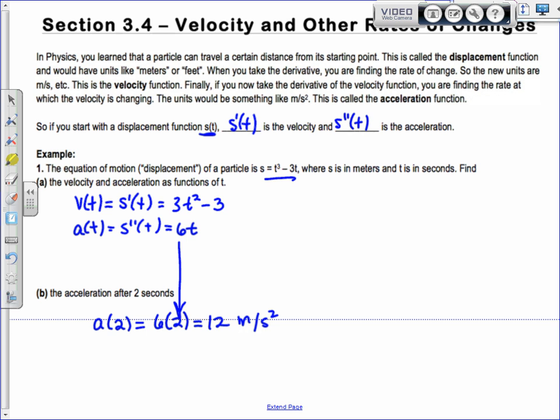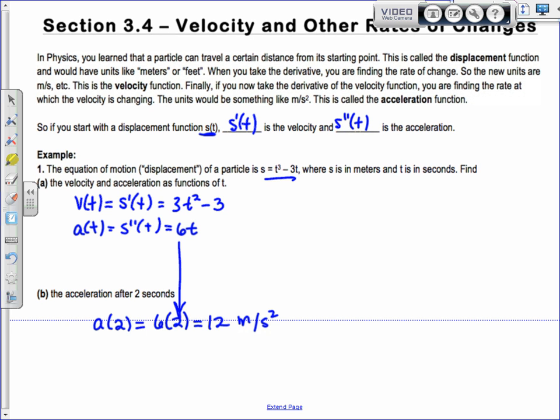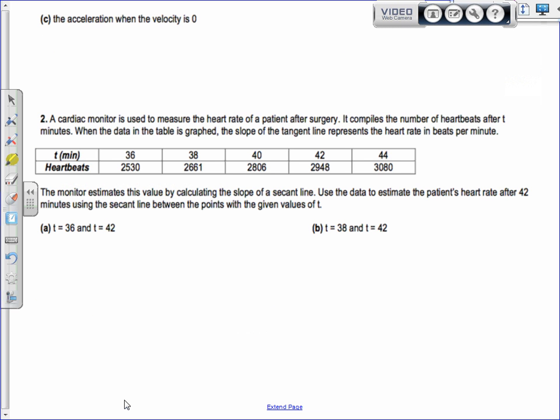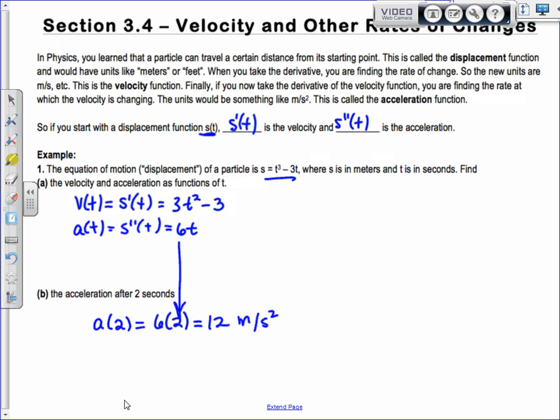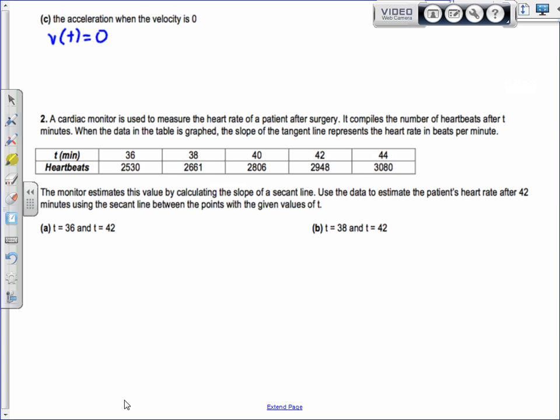All right, next up. It says find the acceleration when the velocity is equal to 0. This is a little bit harder. First we want to know when the velocity is equal to 0. Your velocity function, I've got to go back, is 3t squared minus 3. So I want 3t squared minus 3 to equal 0. So 3t squared equals 3, so t squared equals 1, so t equals plus or minus 1.